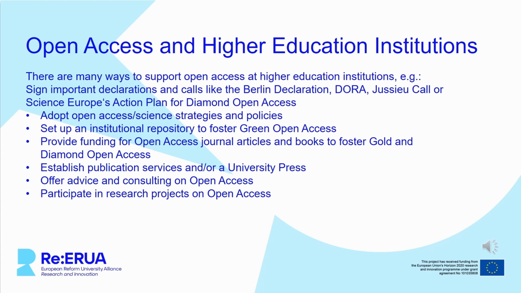In order to promote the green road of open access, the establishment of institutional repositories is suitable. To foster gold and diamond open access, it is recommended that funds be made available to finance articles in open access journals and books. Establishing one's own publication services or even one's own open access university press can be an effective means. The provision of advice and consulting on all aspects of open access is essential for the researchers at your institution. And last but not least, participation in research projects on open access can also contribute to the success of fair and sustainable open access.